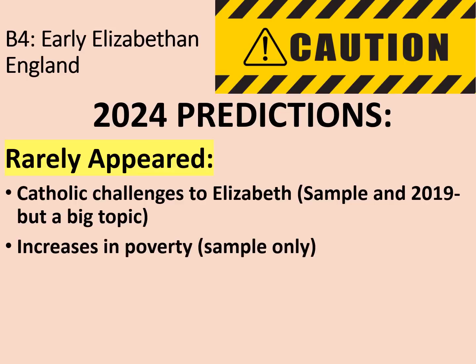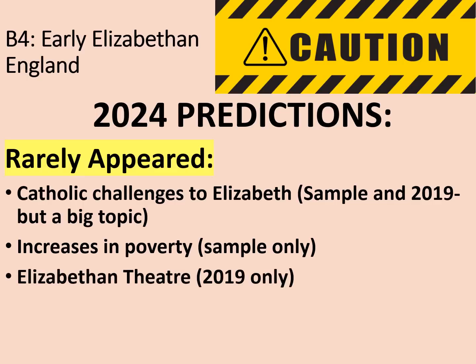Also, increases in poverty has not been included before since the sample paper, which of course was not publicly sat. Again, like I say, how Elizabethan England dealt with poverty has been included, but not the increases in poverty and the background behind that. Elizabethan theatre is perhaps a bit more of a surprise, being so related after all to your English literature studies. It's appeared in the 2019 paper only. Is it due another go? I'm not sure. Anyway, we'll move on to our period studies now.